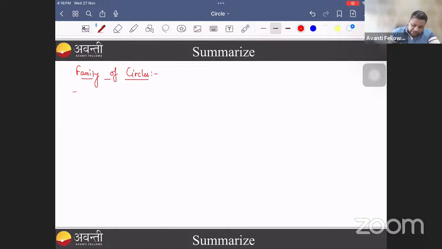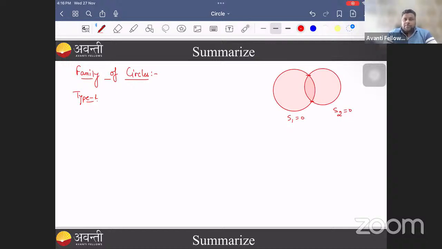Got it? Like type 1 is, see there are two circles. Say the circle is S1 equal to 0. This circle is S2 equal to 0. So this is passing through this point, this is passing through this point.